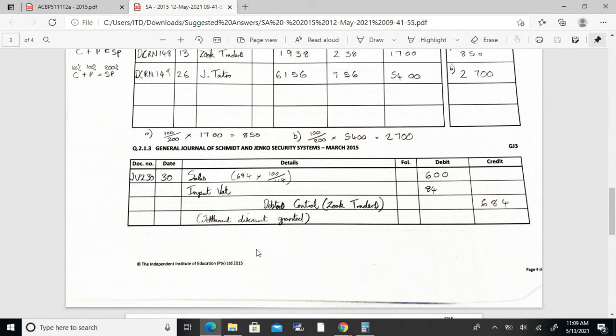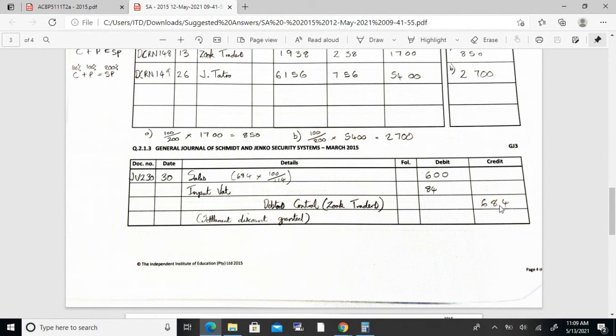So debtors control, we're going to credit that because it's decreasing. Sales, we know that when it increases, we credit it, so now we're going to debit it because it's decreasing. Then input VAT, we need to use input VAT to reverse the output VAT, so we're definitely going to debit input VAT because we know it's a current asset. Debtors control, we plug that in, write it out, and you can put Zook Traders in brackets if you want. You won't lose any marks if you don't.